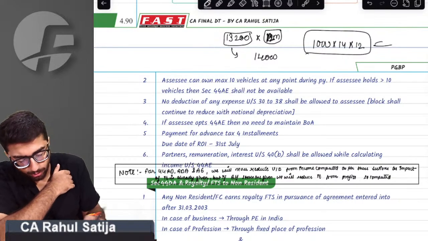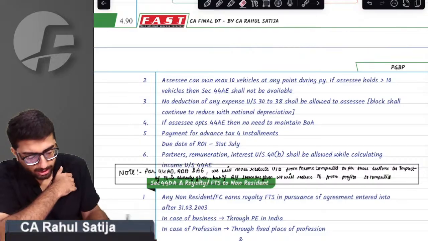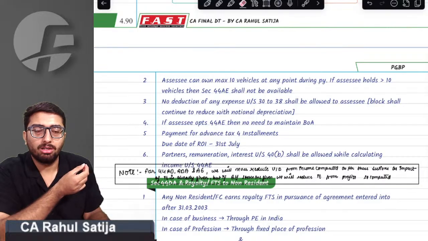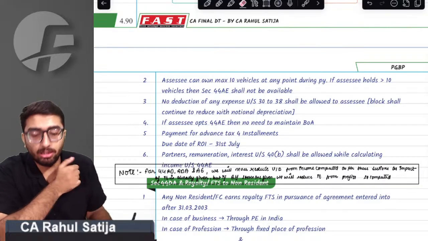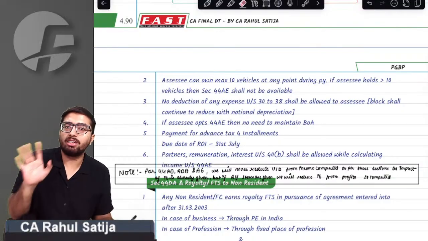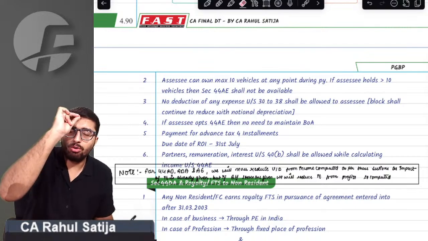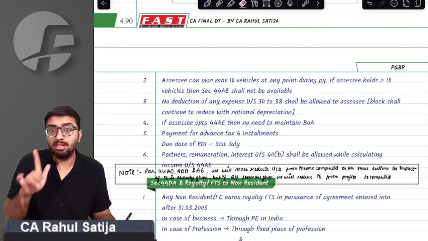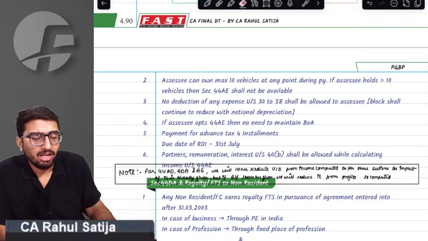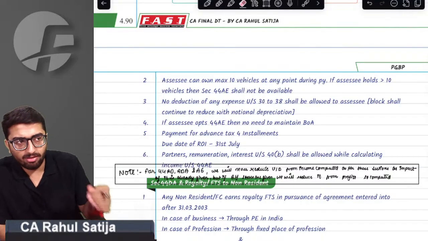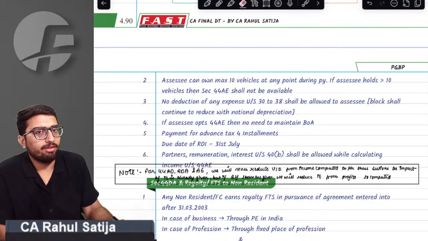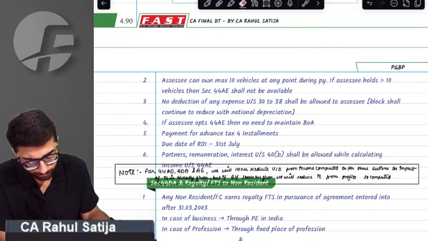Sir, another important point. Whenever you want to claim 44 AE, you have to offer income from the date it is ready to use. You don't have to wait for the asset to be put to use, sir. You don't have to offer income from put to use. Rather, you have to offer income from ready to use. Remember, this is a different point that is not given. Whenever that asset is available for use, you have to start offering income from such date.